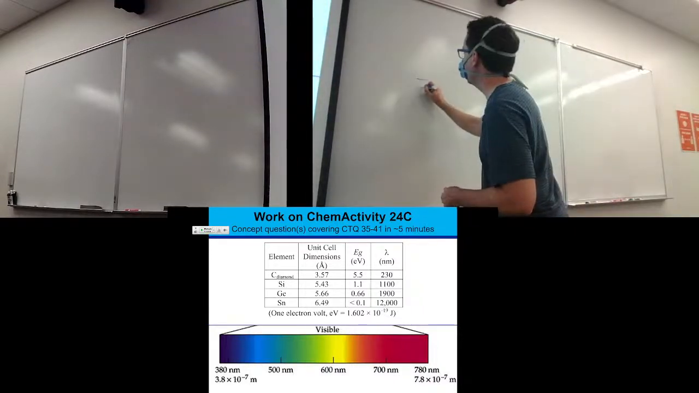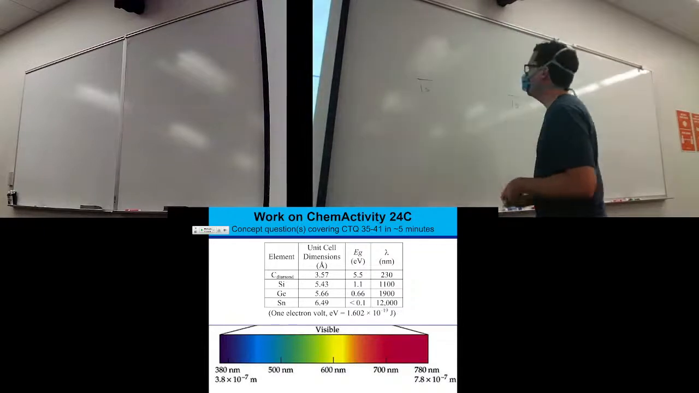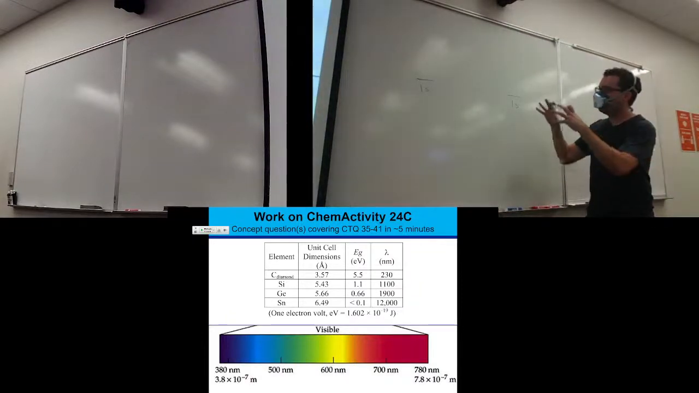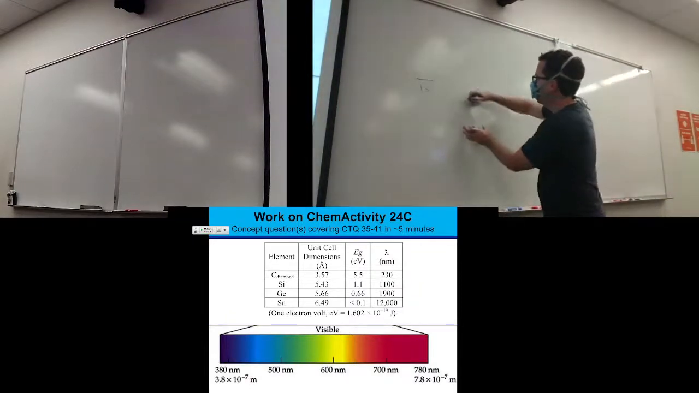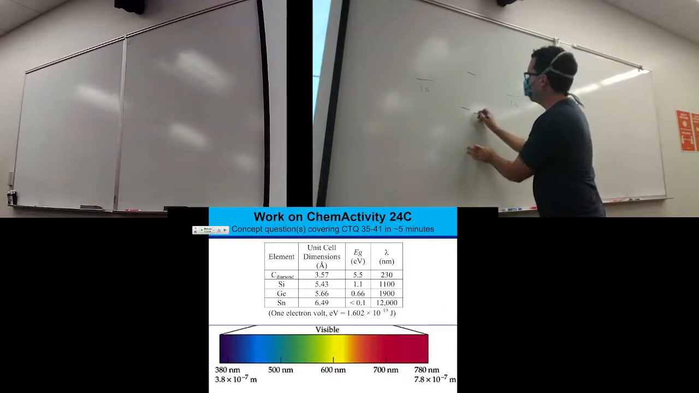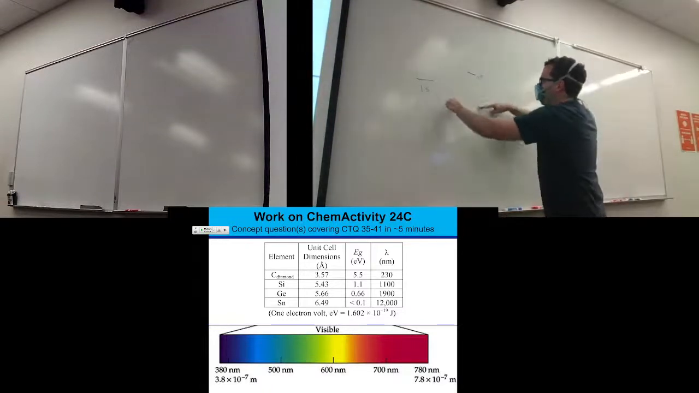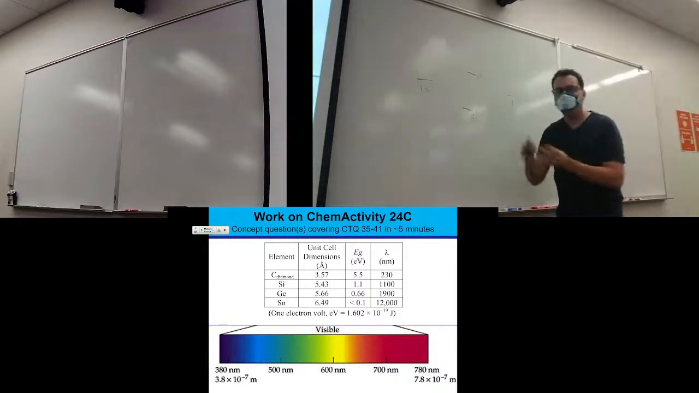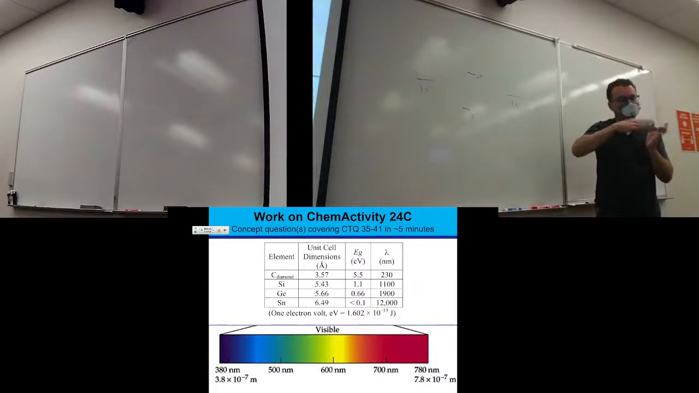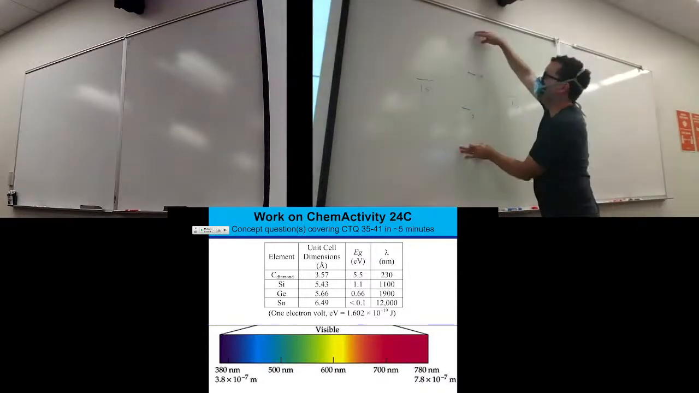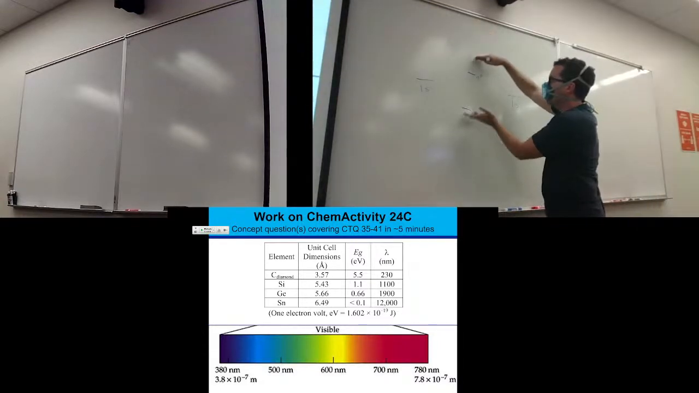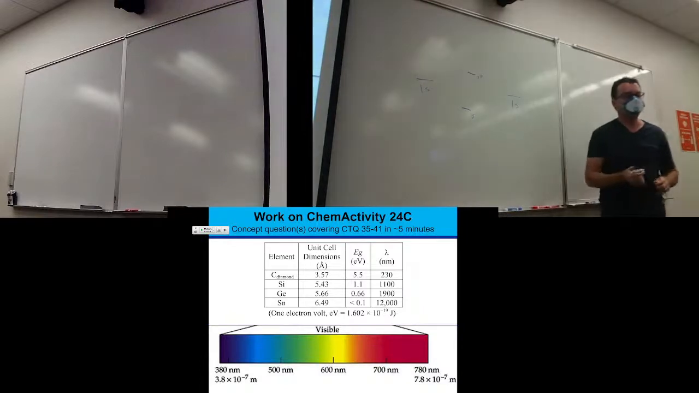If I've got a single 1s orbital overlapping with another 1s orbital, they will make two molecular orbitals. They'll make a bonding and an anti-bonding molecular orbital. And the splitting, so the fact that the bond is going down in energy and the anti-bond is going up in energy, is based on how good the overlap between these orbitals is. The better the overlap, the bigger the splitting is going to be. The worse the overlap, the smaller the splitting is going to be.